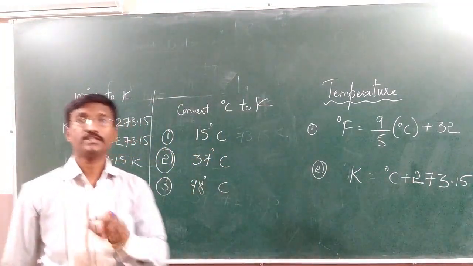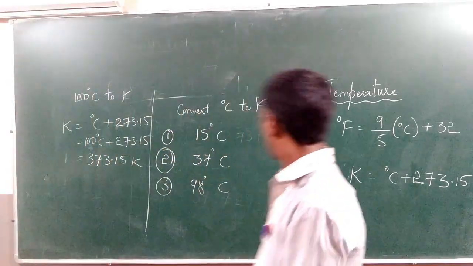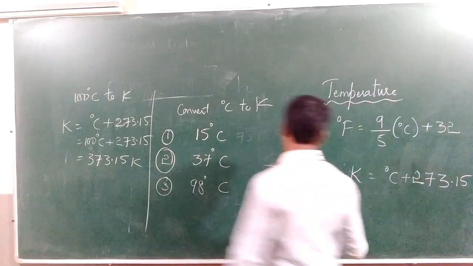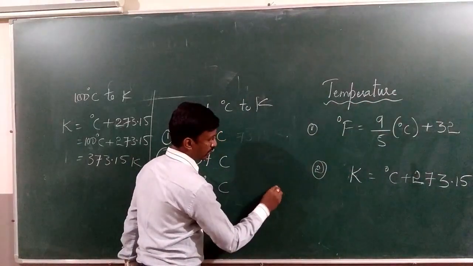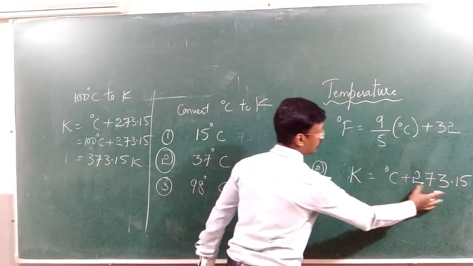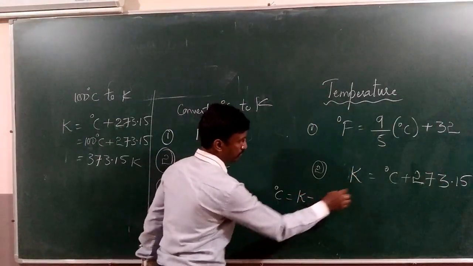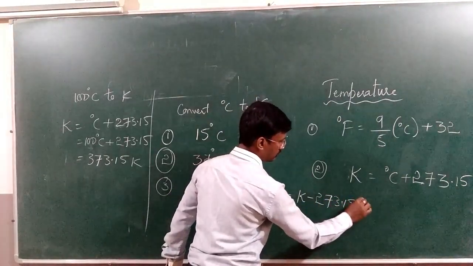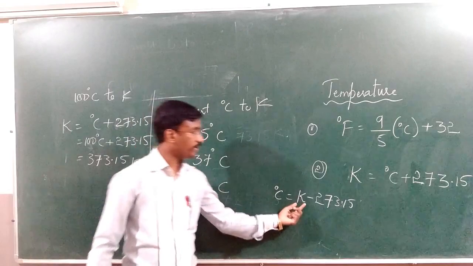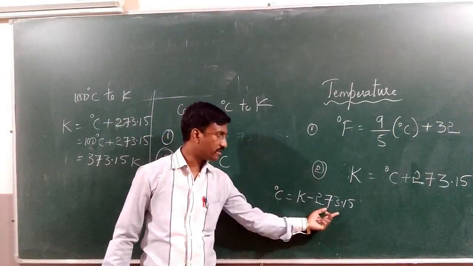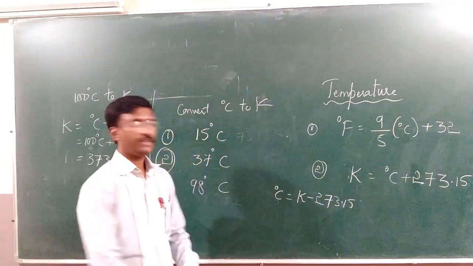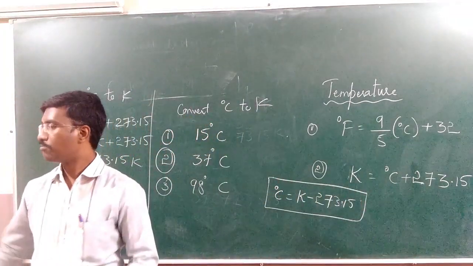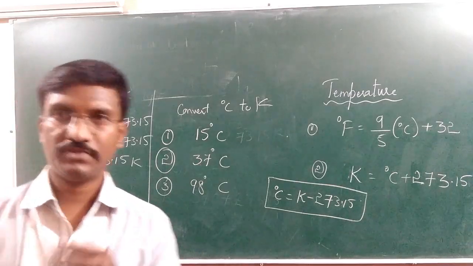plus 273. Sometimes they may ask you the conversion of Kelvin into degrees Celsius. How? Just reverse this equation. If you want to calculate degrees Celsius, you just send 273 to the right side, which means K plus becomes minus 273.15. So from the given Kelvin value, just subtract 273.15 and we are going to get the degrees Celsius. So this is also important. These 3 are the important equations in temperature.